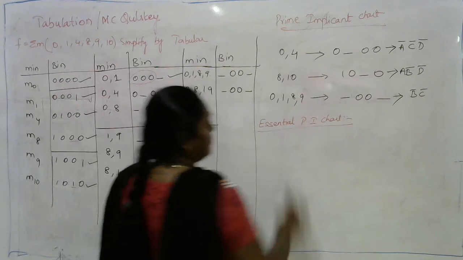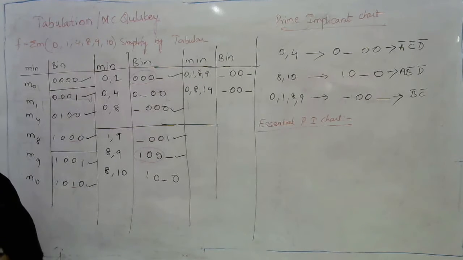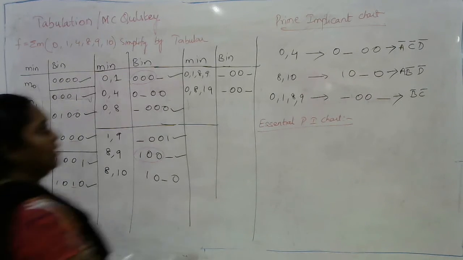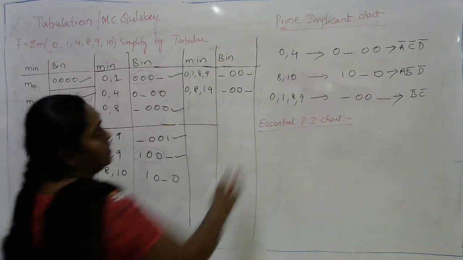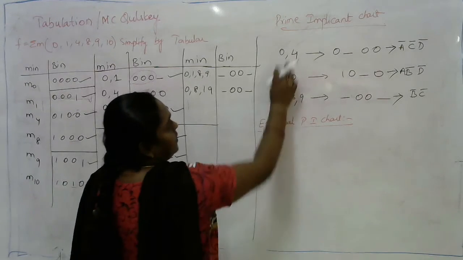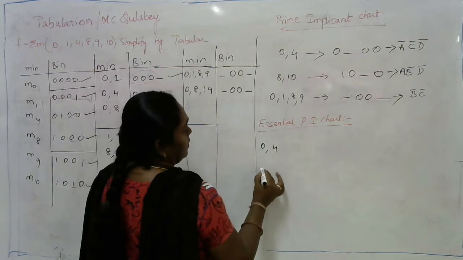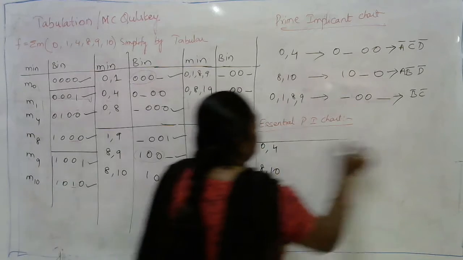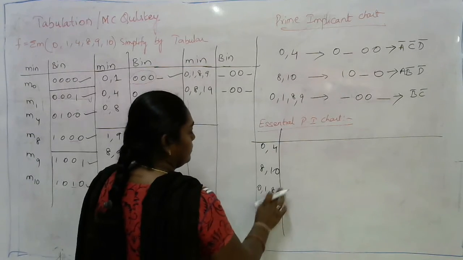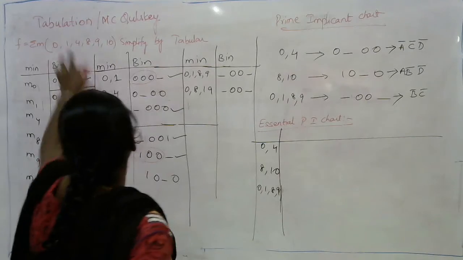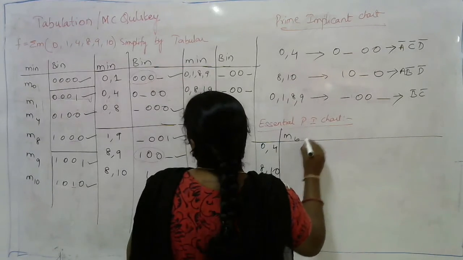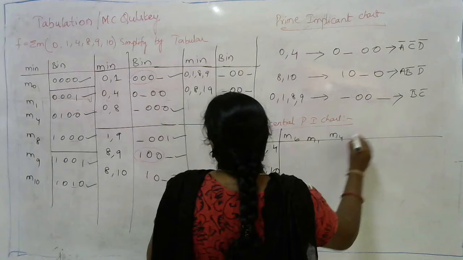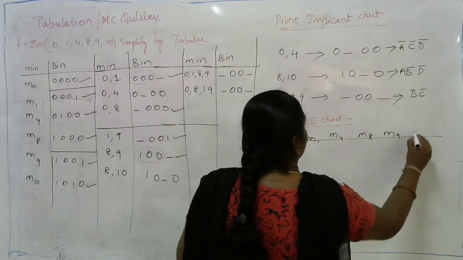The next step is we need to write down the essential prime implicant chart. Essential prime implicants are those which should compulsorily be present in a final expression. Essential itself indicates a compulsion. So in order to do this, first write down the prime implicants which we are having: 0 comma 4, next is 8 comma 10, 0 comma 1 comma 8 comma 9. Then write down the corresponding numbers given in the question. So in the question I am having M0, M1, M4, 8, 9, 10.